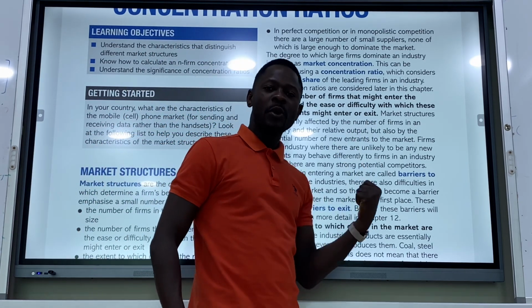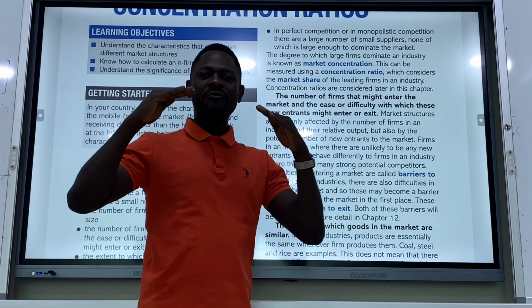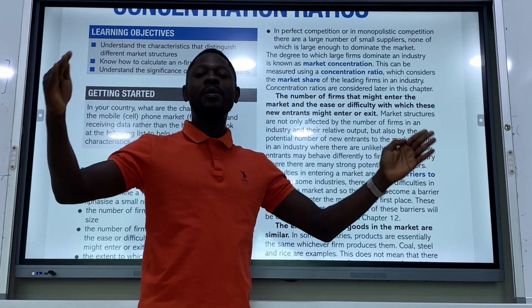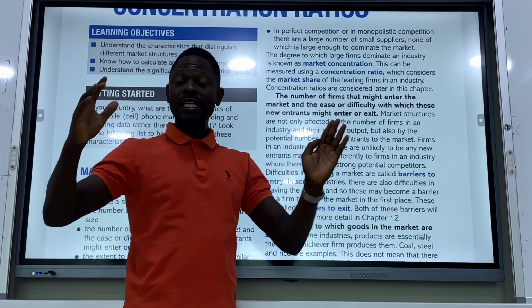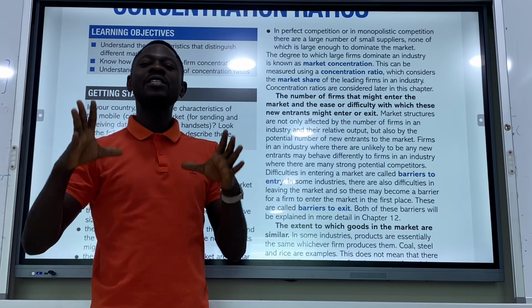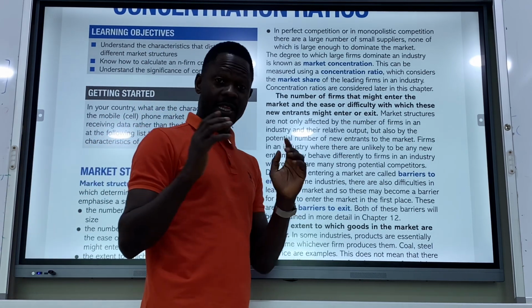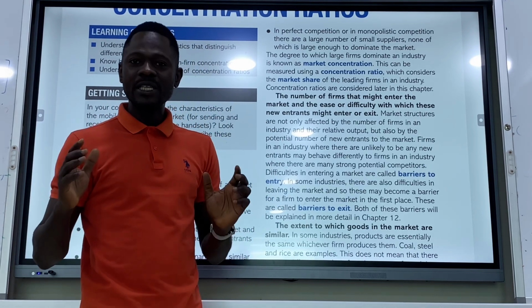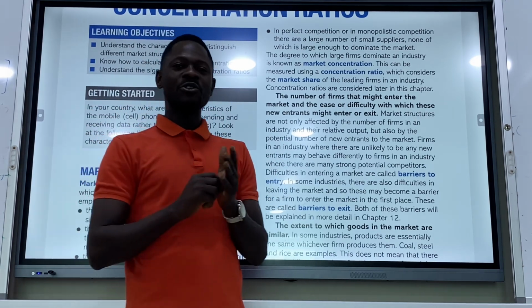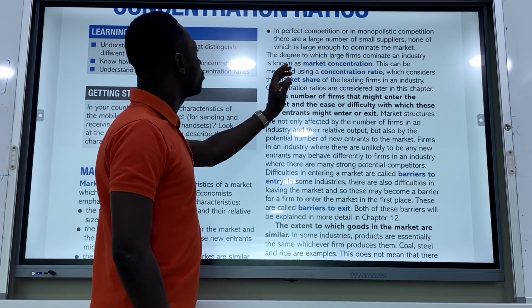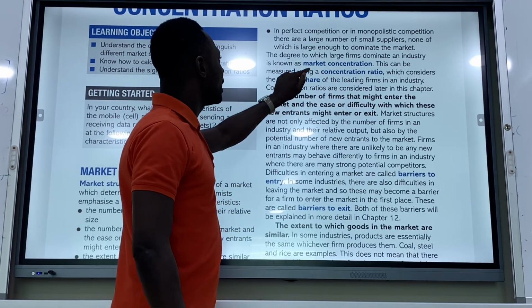But in monopolistic competition, there are large numbers of firms. They are small suppliers though, and they can never dominate the industry. That's why we call it monopolistic. They produce goods and services, but they cannot dominate the industry. That is monopolistic. The degree to which large firms dominate an industry is known as market concentration.